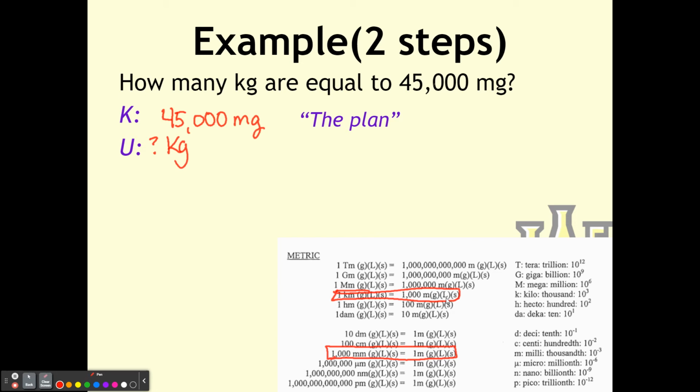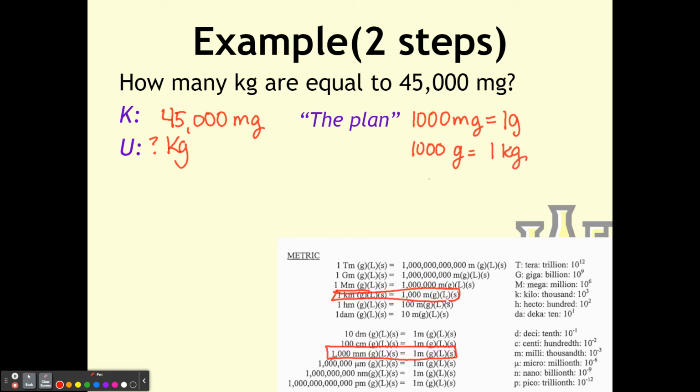So I'm going to write that plan. I'm going to go from 1,000 milligrams equals 1 gram. Then I'm going to go from grams. So I'm going to start over here. 1,000 grams equals 1 kilogram.